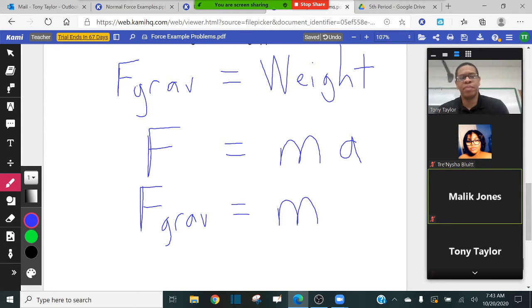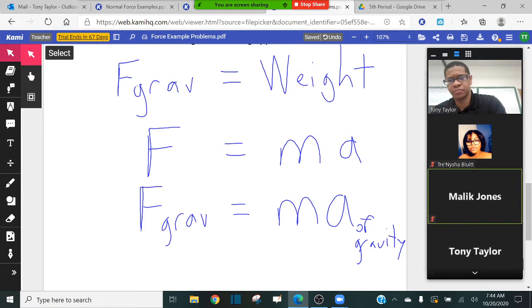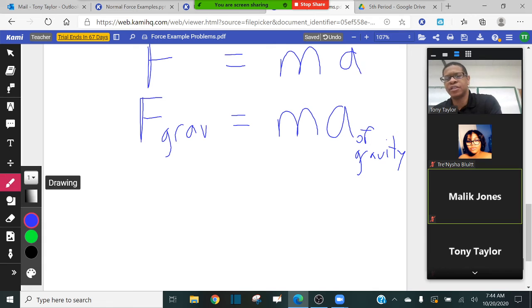Does anybody remember the acceleration of gravity? That number that I gave you last week? Anybody remember that number? Remember what I said last week? If any object is falling toward the Earth, what is its rate of acceleration?